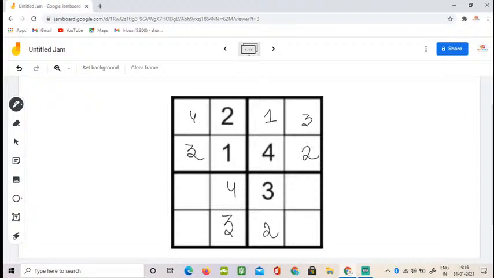4 and 3, the numbers left over are 2 and 1. So let me write the number 1 over here and then the 2 over here. And then 3 and 2, the leftover numbers are 1 and 4. So let me write the number 1 over here and the number 4 over here. So your Sudoku has got completed so easy. Today all are so easy, so don't worry.